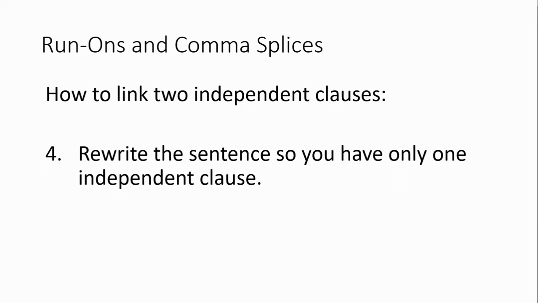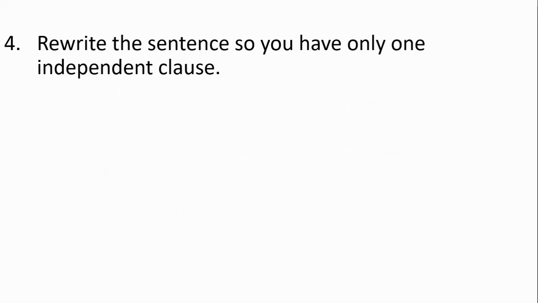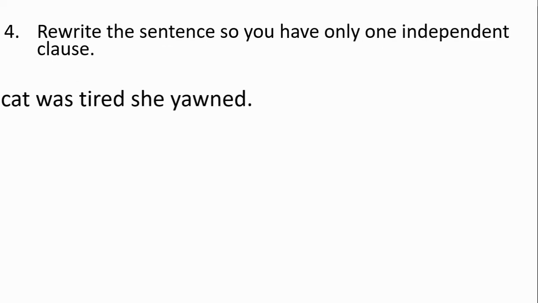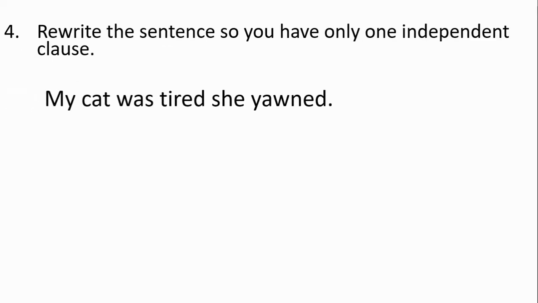Finally, you can rewrite the sentence so you have only one independent clause. I have a dog named Rocco. That's only one independent clause. So whatever else a sentence might be guilty of, it cannot be a run-on or a comma splice if there's only one independent clause. Let me say a little more about option number four, rewrite the sentence so you have only one independent clause. Remember this one? My cat was tired, she yawned.